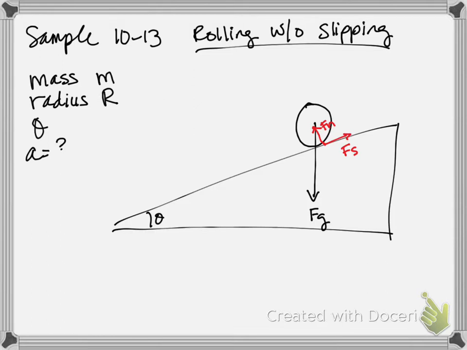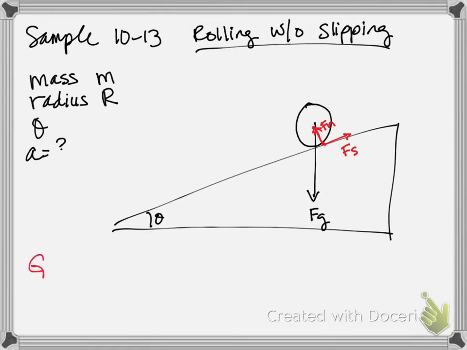Gravity is exerted at the center of mass and it acts straight down. The normal force is exerted at the contact point, which I just haven't drawn a very good circle, but you get the idea. The normal force there. The static friction is what keeps it from slipping, or also what causes it to roll. So what's actually exerting forces and torques that are going to make a difference here?